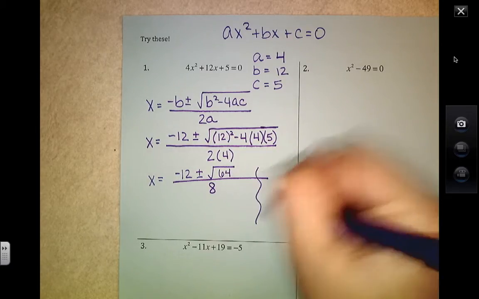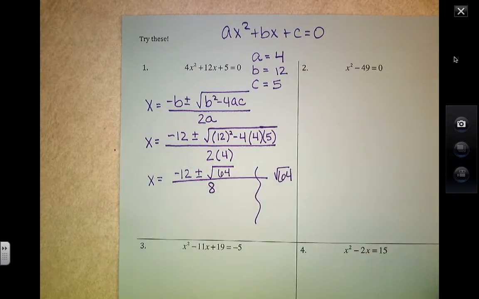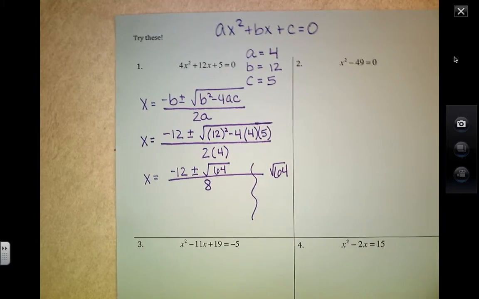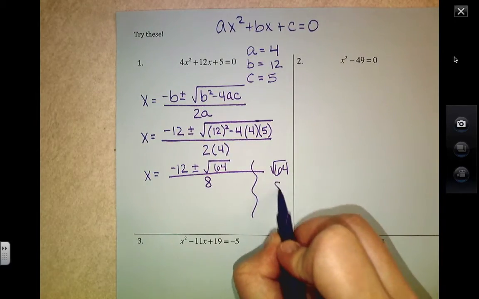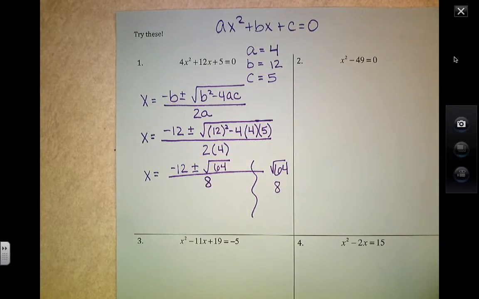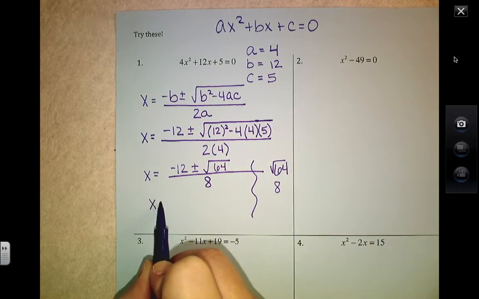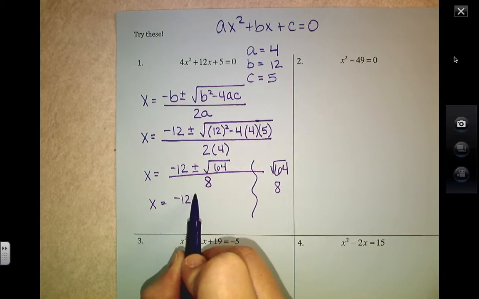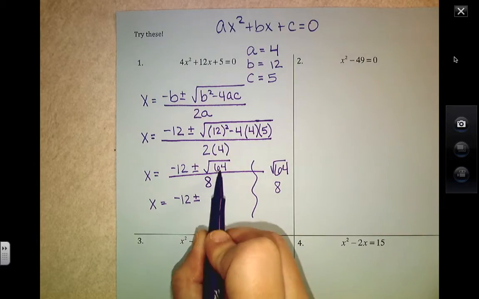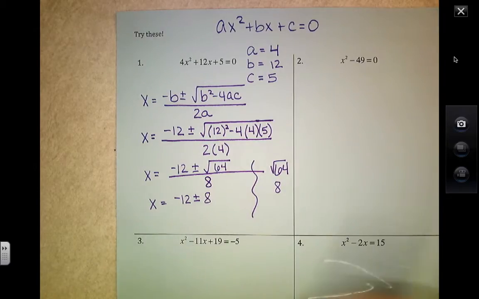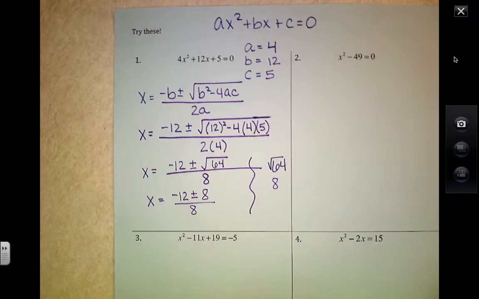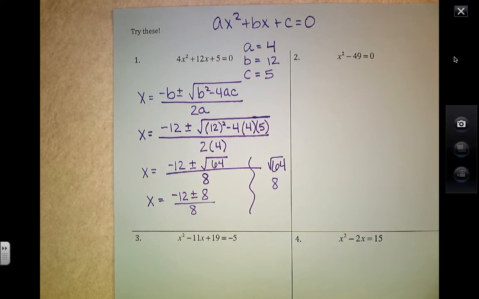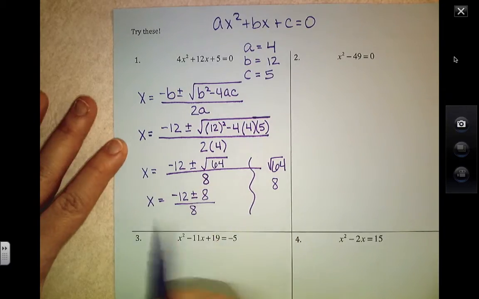Now we have to decide what to do with radical 64. Is that a perfect square, or does it need to be simplified? It is a perfect square, and it's equal to 8. So we're going to replace the radical 64 with 8. So x equals negative 12 plus or minus, now we took the square root of 64, so it's 8 without a radical, all over 8. Now it's very tempting to try to divide right now or do something like that, but because of this plus or minus, we really need to split it up.